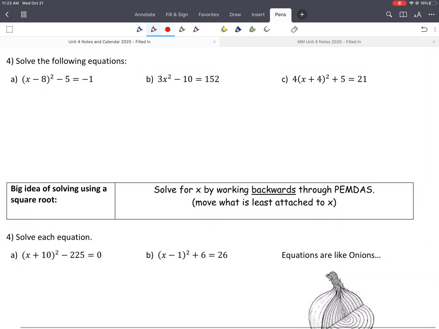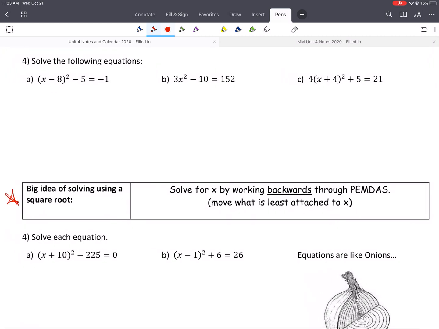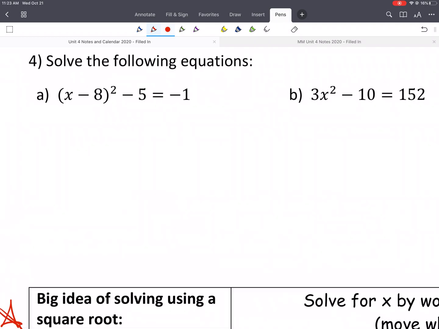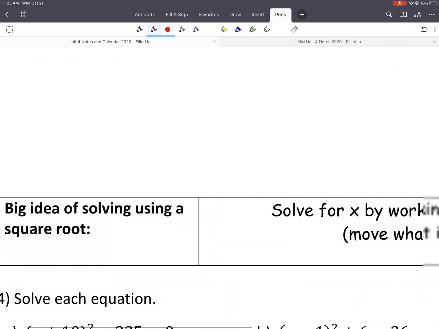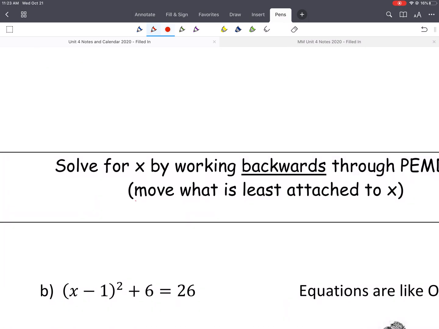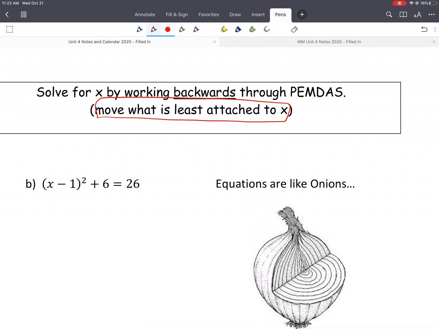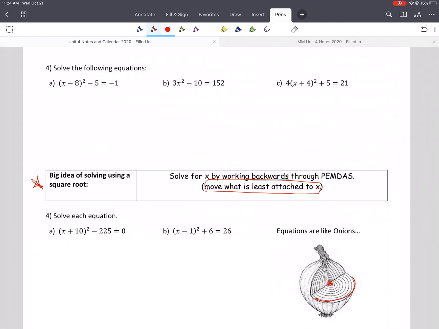So the big idea for doing these problems is that we're going to solve for x by working backwards through PEMDAS. So, if we were to solve a problem like this, the easier way to think about it is that we want to move what is least attached to x first. It's kind of like an onion. This is your x in the middle, and we want to keep the stuff that's closest to you, and take off the stuff that's the furthest away from you first. Okay, so let's see if that makes sense.